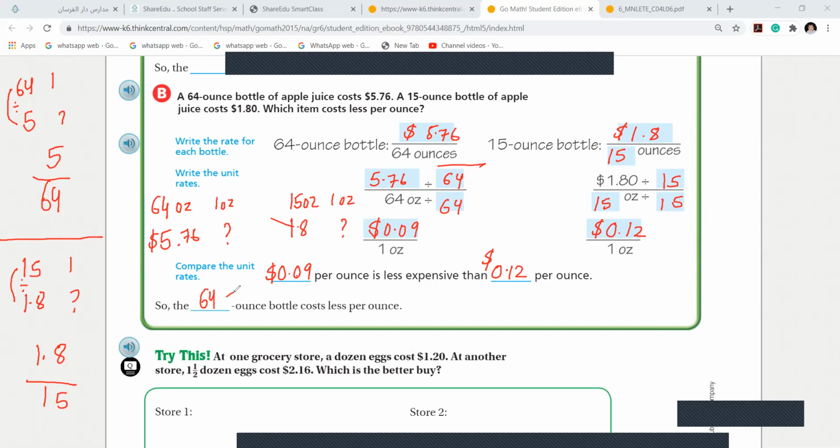All right, girls, finished? Yeah, miss, one minute. Done. Alhamdulillah.